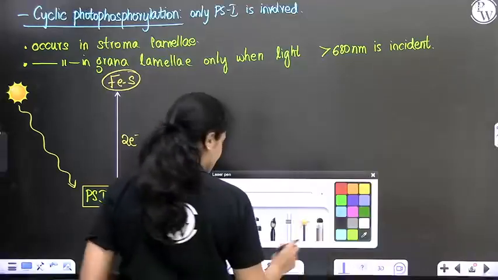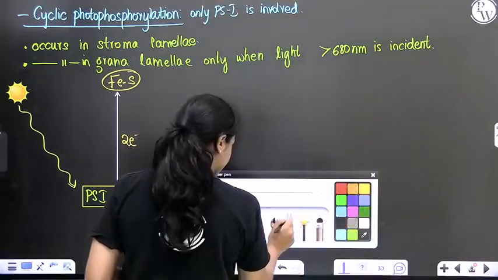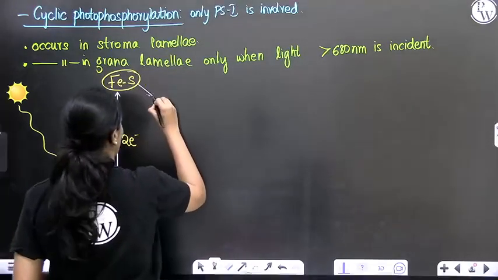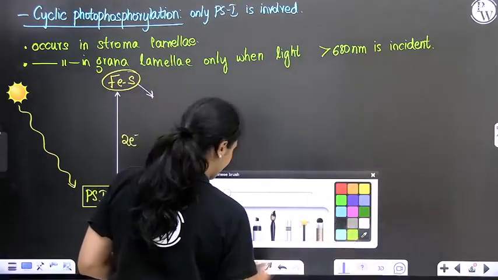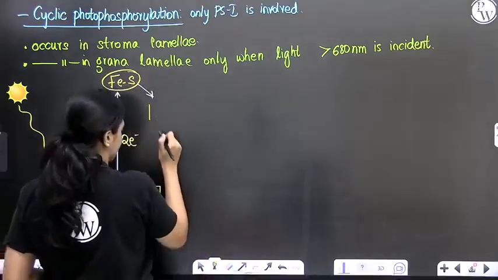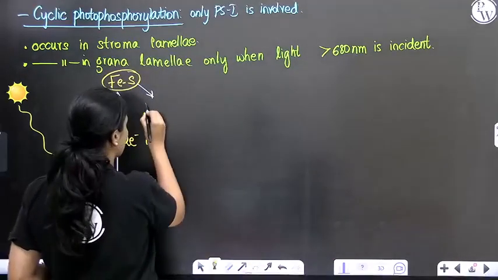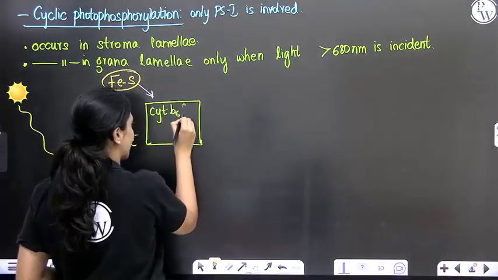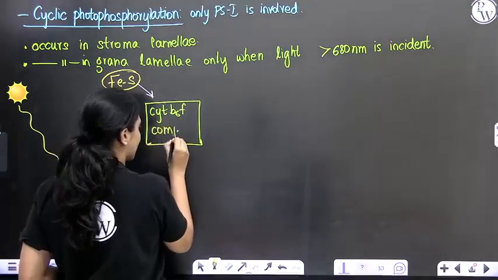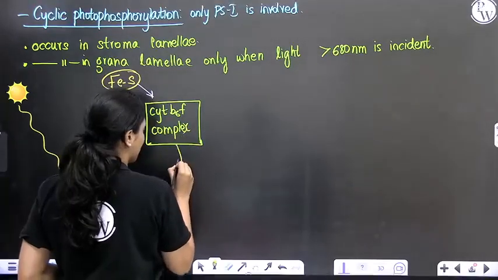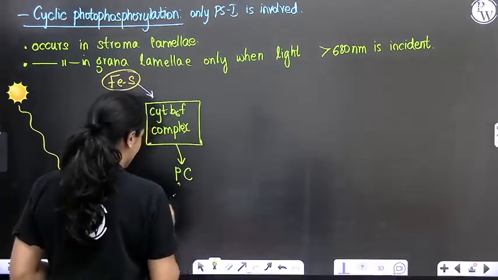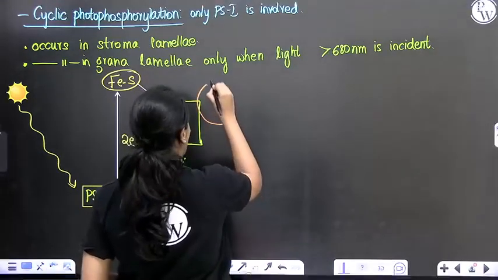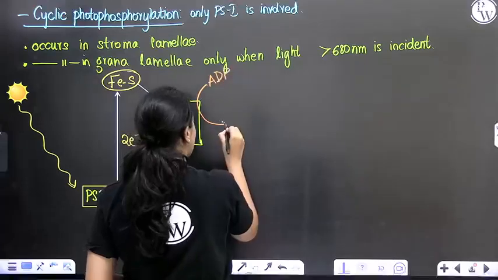Alright, so what happens here is, this will pass on the electron to the cytochrome B6F complex, to plastocyanin, and back to chlorophyll A700. Over here, one molecule of ATP will form.